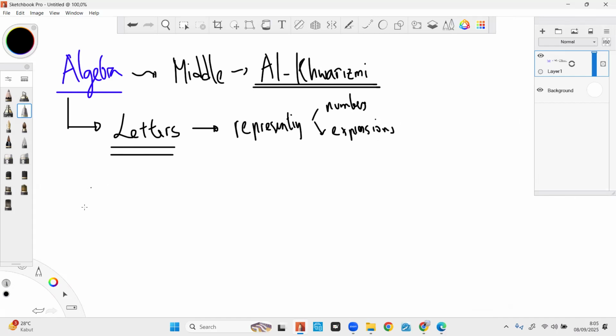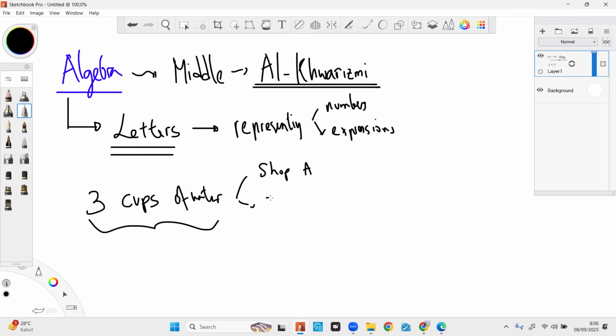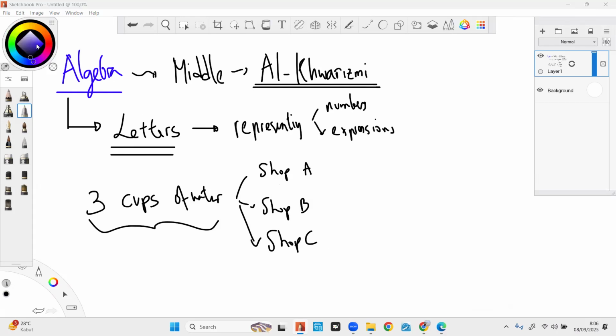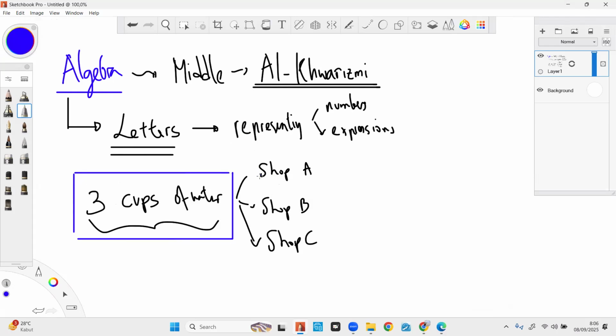For example, I want to buy 3 cups of water. As you know, we can buy it at various prices, right? So for example, you buy in shop A, shop B, shop C. They might give you different prices. So this is what I have to put on my shopping list, right? I want to buy 3 cups of water in shop A.